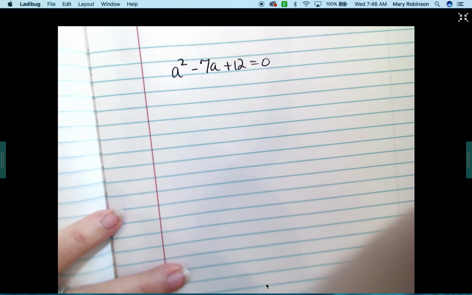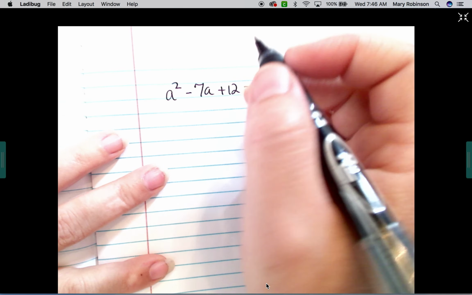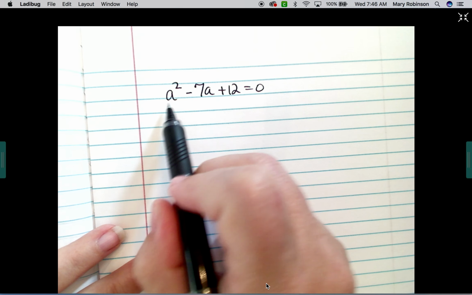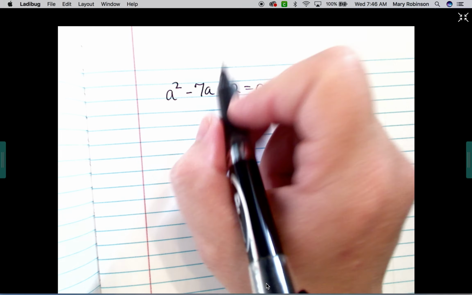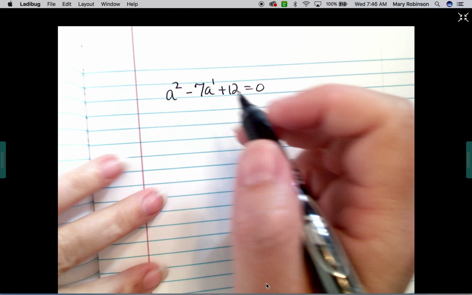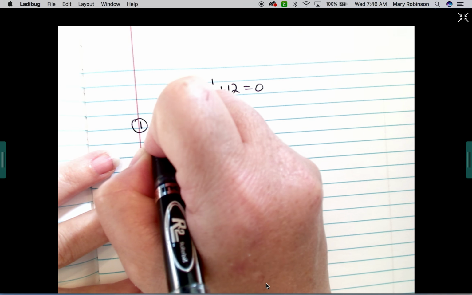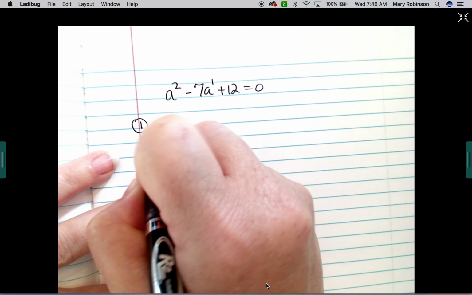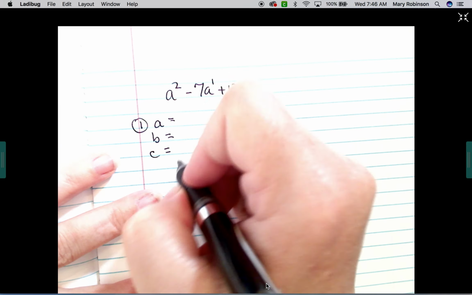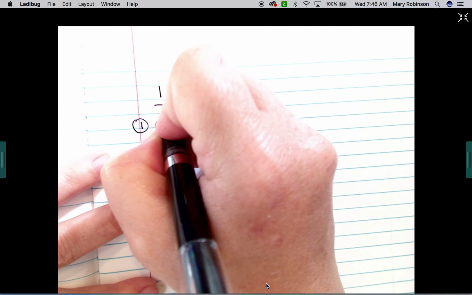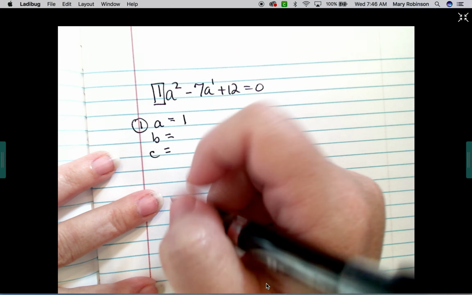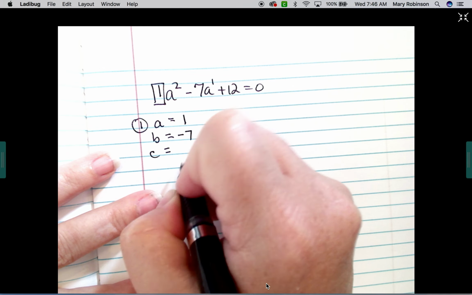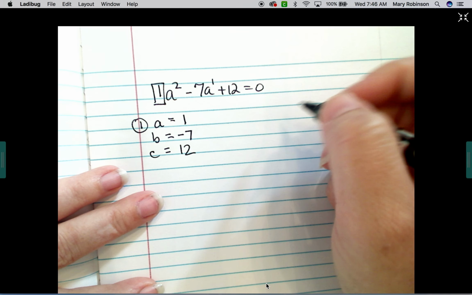So I hope that you'll practice this with me. So again, I told you that you won't always see x, but it is still a quadratic equation because of the square term, the linear term, meaning to the first power, and the constant. So first step is to write down a equals, b equals, and c equals. But remember, a is your coefficient of your quadratic term. So that's going to be an understood 1. B is negative 7, and C is 12.